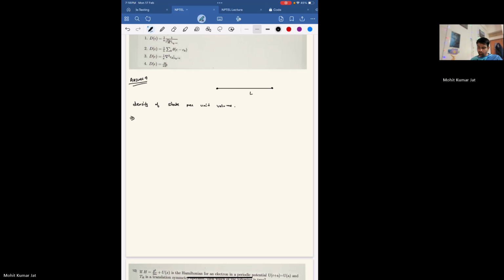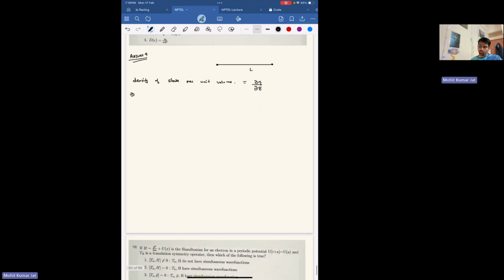So that will be dN by dE, number of states per unit energy. So first we'll have to calculate the number of states, then we'll have to divide it by the unit energy. That will give me the density of states. So the total number of states will be given as: one state will occupy, in k space, an area of 2 pi by L. So 1 over 2 pi by L.